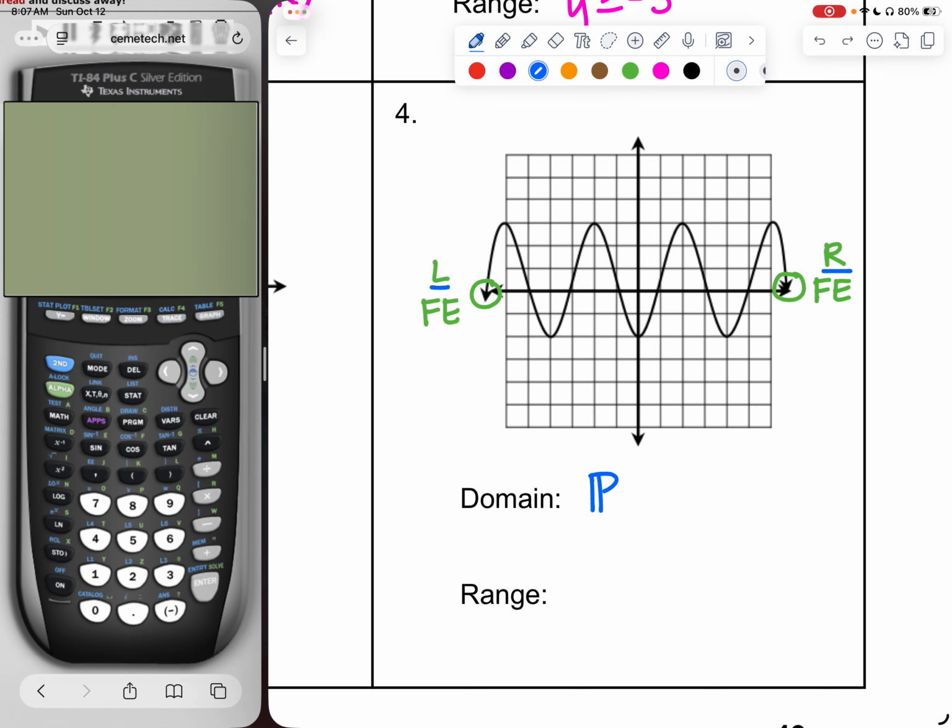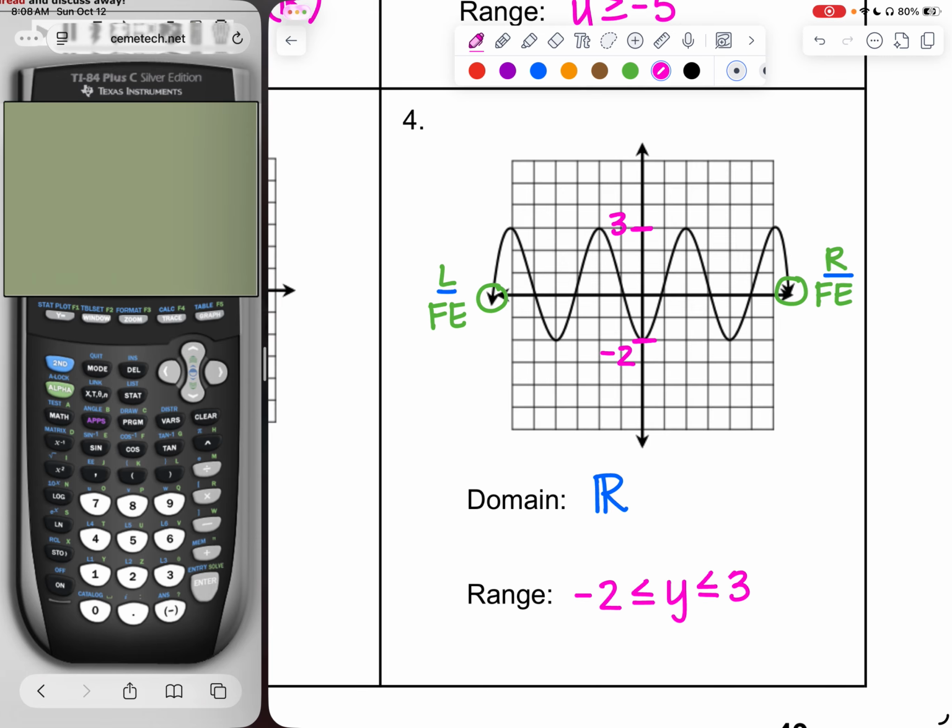All right, now let's look at the range. The range is how high and how low you can go. The lowest point on this graph is at -2. The highest point on this graph is 3. So I know that my range has to be in between -2 and 3 included. And make sure you put your less thans, because when you have two boundaries, a lower bound and an upper bound, the lower bound comes first. Okay, so I know that y has to be in between -2 and 3, and -2 and 3 can be included.